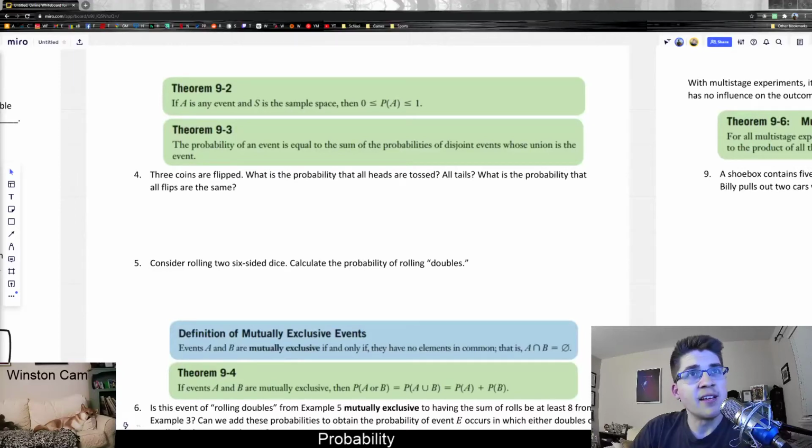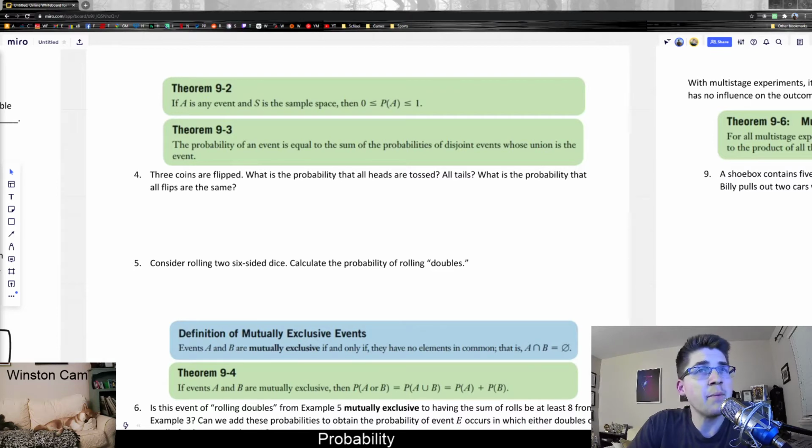Next thing I want to talk about is when are you allowed to add different probabilities together and when you are not. Theorem 9-3 states that the probability of an event is equal to the sum of the probabilities of disjoint events whose union is the event. Basically, if we're trying to figure out the probability of an event that is made up of multiple different conditions, we are allowed to add up those probabilities, assuming that they're disjoint.